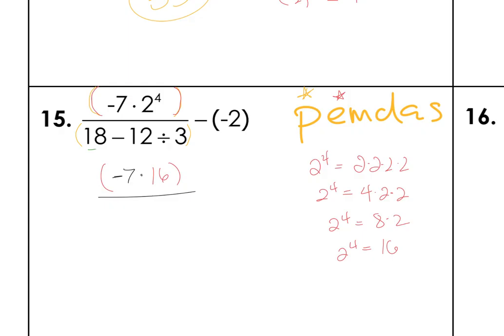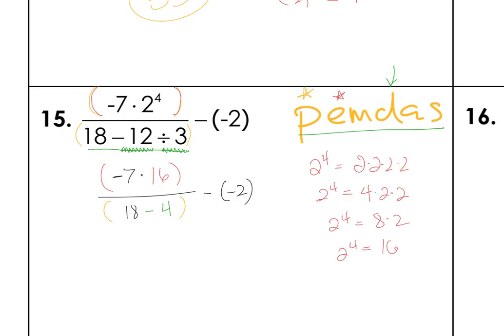So we have 18 minus 12 divided by 3. Well, which one should we do first? Hopefully you said division because it's before subtraction. So what's negative 12 divided by 3? Is negative 4. So in this bottom container, we have 18 minus 4. And don't forget the minus negative 2 to the right. That just drops down right there.